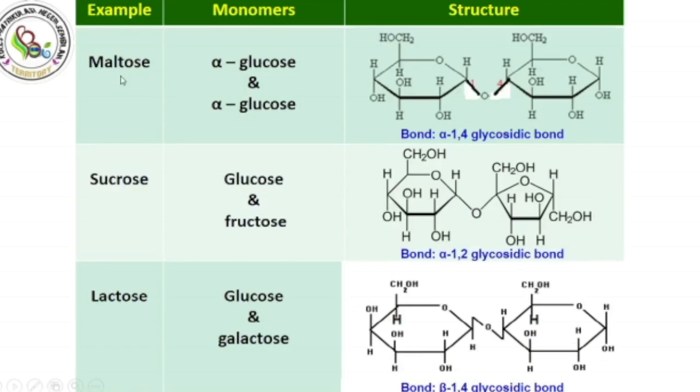Maltose is one example of a disaccharide that forms by the combination of two alpha glucose. So the monomer for maltose is alpha glucose, and this is the structure for maltose. We can see that the bond that joins two alpha glucose molecules is called an alpha 1,4 glycosidic bond. Why is the name alpha 1,4 glycosidic bond? Because alpha comes from the two alpha glucose that serve as monomers for maltose, and the bond is joined between carbon number 1 of one alpha glucose and carbon number 4 of the other alpha glucose molecule. Sucrose is formed from the combination of glucose and fructose, and lactose is formed from the combination of glucose and galactose.